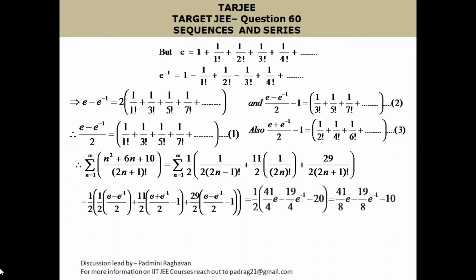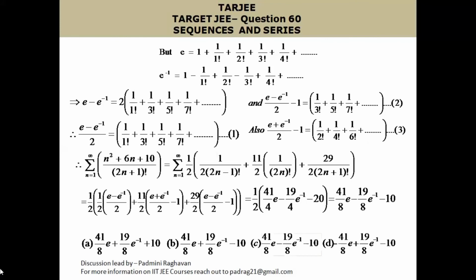Group all the terms that contain e, group all the terms that contain e power minus 1, and group all the constants. It becomes 41 by 8 e minus 19 by 8 e power minus 1 minus 10, and that is nothing but option C.